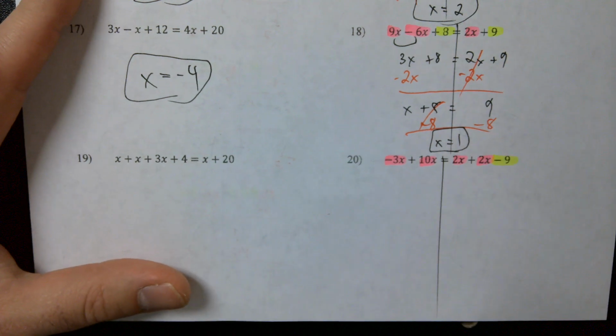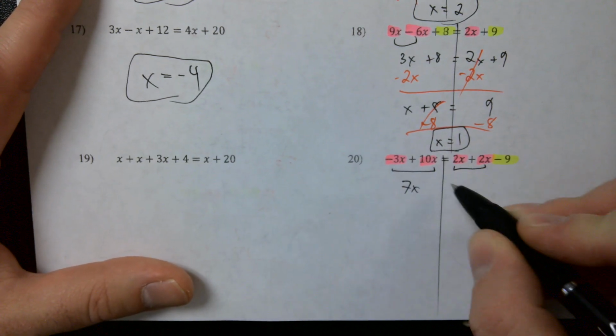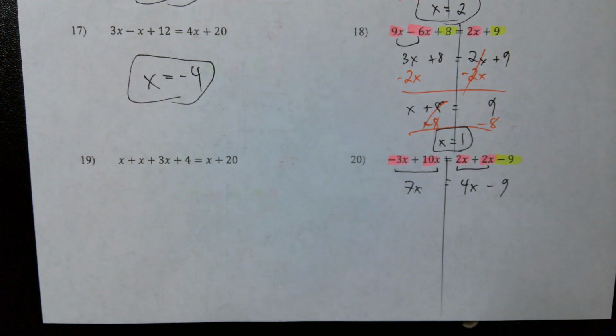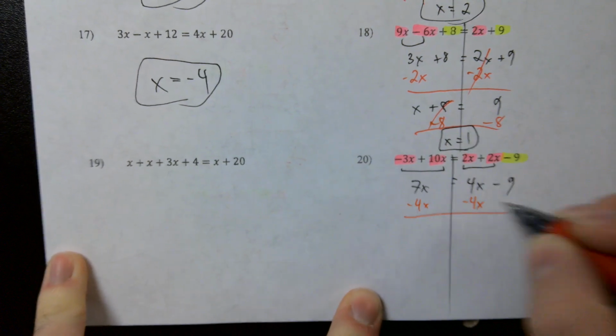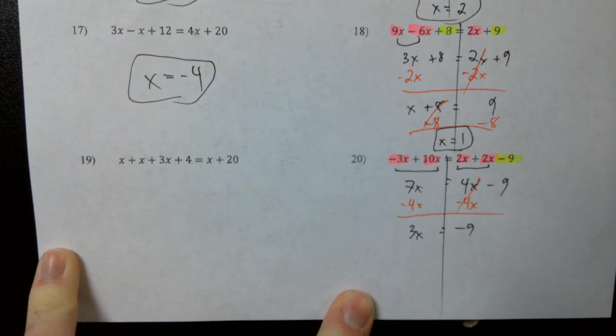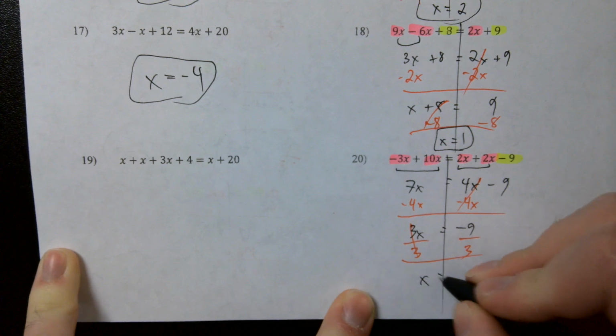And last but not least, number 20. Combine on the left, we get 7x, and we're going to combine on the right. Two pink terms, 2x and 2x, come together and make 4x's. 10 minus 3 gives me 7. Now the 4x is what I want to subtract over to the left side. 3x equals negative 9. Divide by 3 and we get negative 3. Great job.